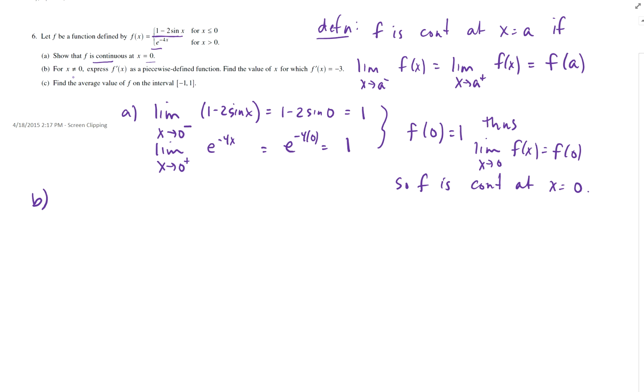For x not equal to 0, write f prime as a piecewise defined function. Find the value for which f prime is equal to negative 3. So we get f prime of x. So we got the derivative of the top is negative 2 cosine of x for x less than or equal to 0. Oops, does that work if it's equal to 0? Okay, let's do that. And negative 4 e to the negative 4x for x greater than 0.